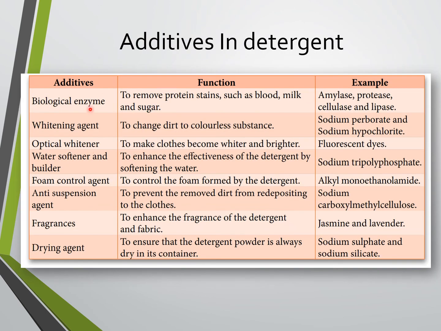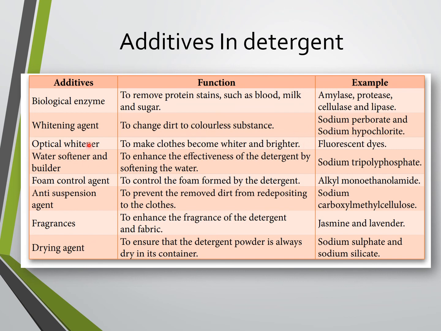Okay, we have lots of additives in detergent. Some of them are biological enzymes, which function to remove protein stains such as blood, milk, and sugar. Examples are amylase, protease, cellulase, and lipase. Whitening agent changes dirt to colorless substance. For example, we have sodium perborate and sodium hypochlorite. I think you need to memorize some of the examples. Sometimes the question asks you to state the examples.